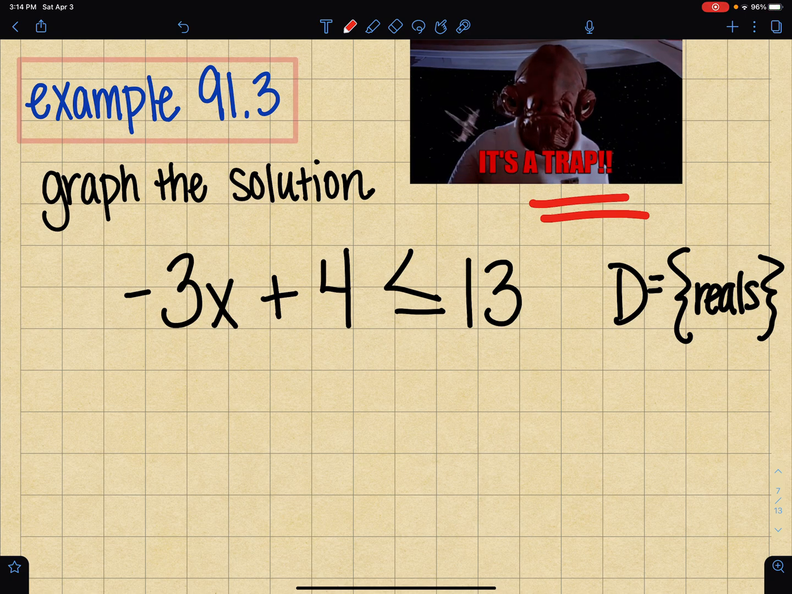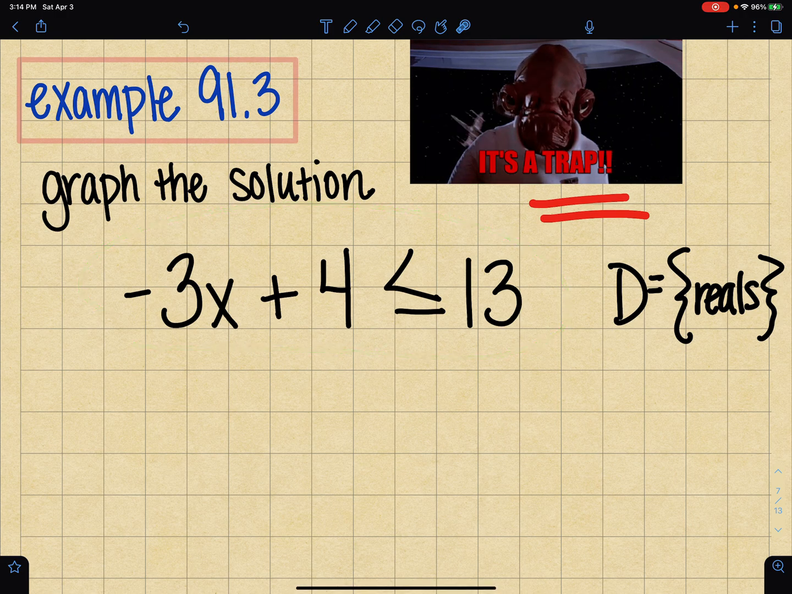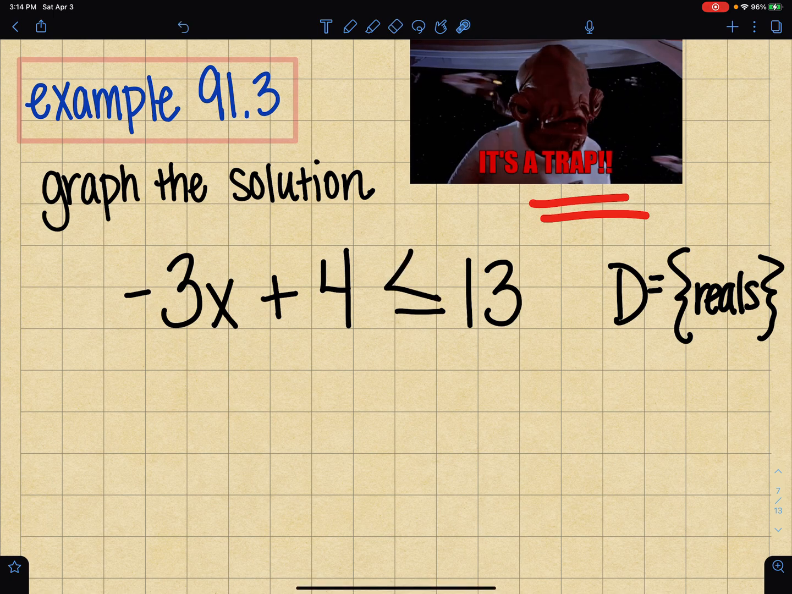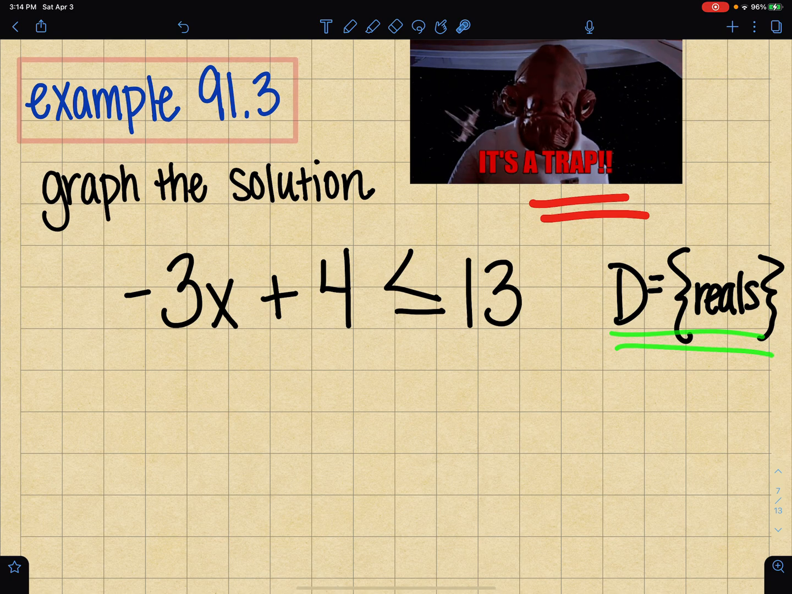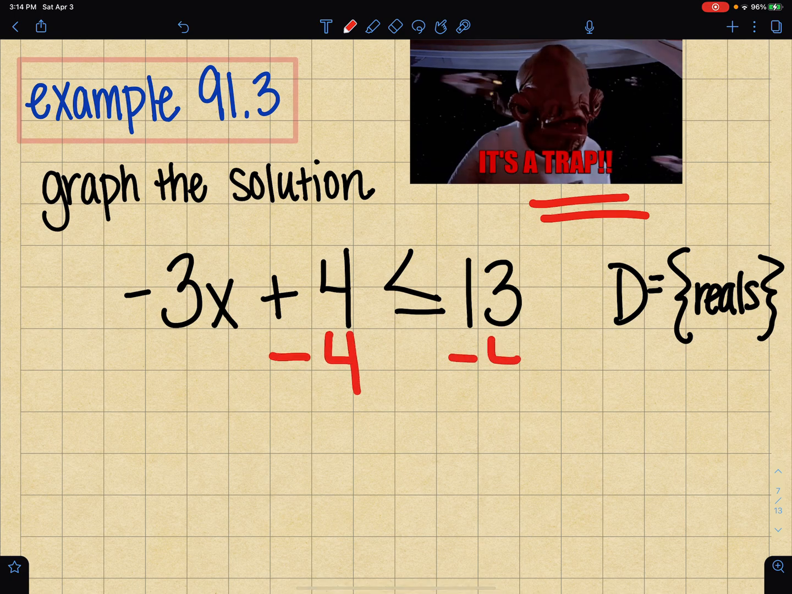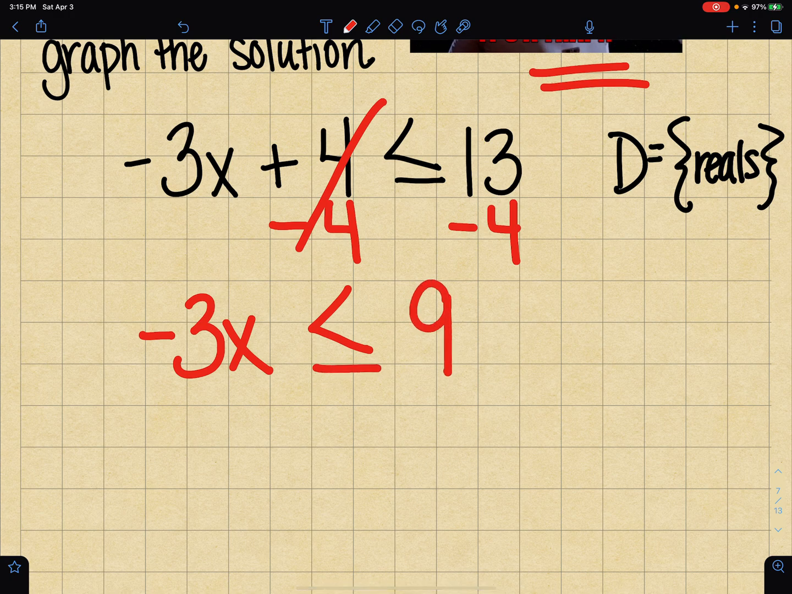All right, this is the inequality that they give us. We have -3x plus 4 on the one hand, and then we have 13 on the other hand, and the domain is all real numbers. Okay, so first things first, let's isolate the x. So I'm going to get rid of that 4, minus 4, and then I'm going to have minus 3x is less than or equal to 9.